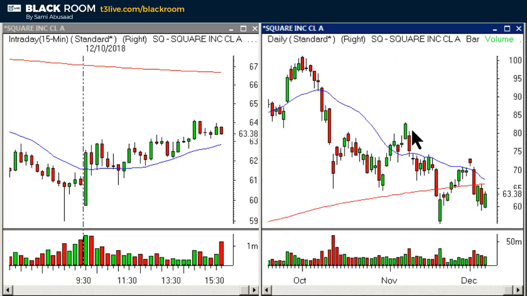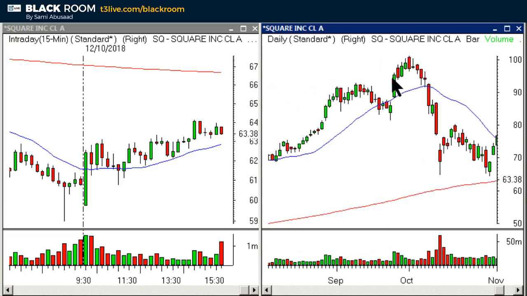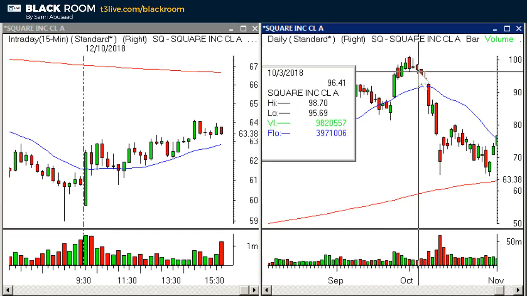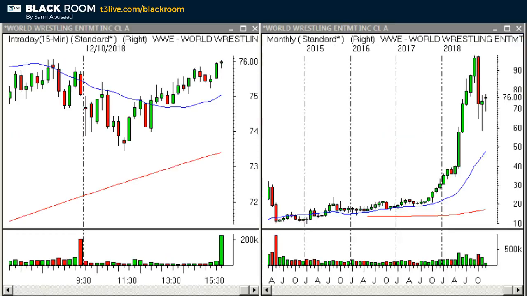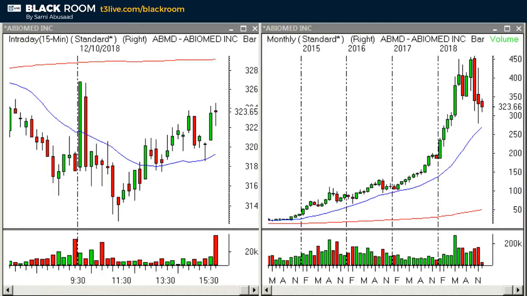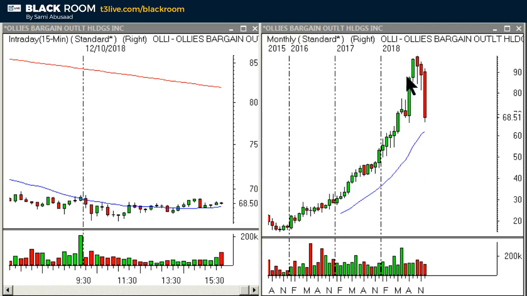Square, I made 40 bucks on it. And this was also a call for the Strategic Swing Trader subscribers as a short. Why did I short it here? Because the monthly chart was vertical, right? WWE, though this was not a play. This went climactic. ABMD, right? Look at that climactic move, the acceleration away from the 20 MA. ABMD.